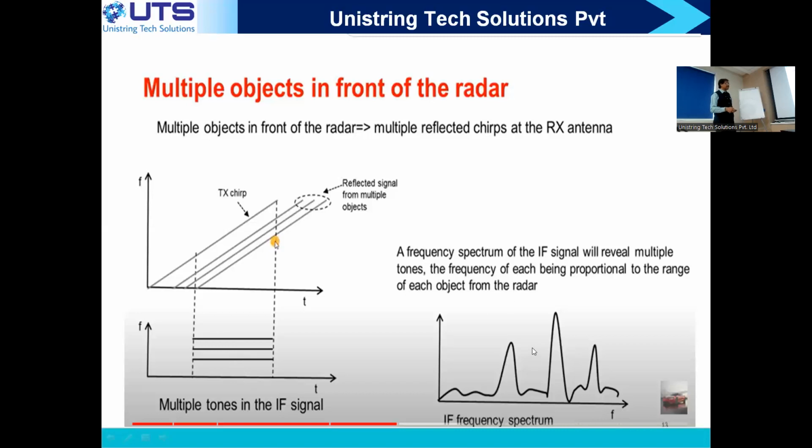So using your fast Fourier transform, if you run an FFT in your processor or FPGA, you see something like this. You see three peaks. Three peaks correspond to three targets. And the frequency value will tell the range of the target. Are you getting it? Intuitive, right? You should be able to understand FMCW intuitively. Okay, go next.